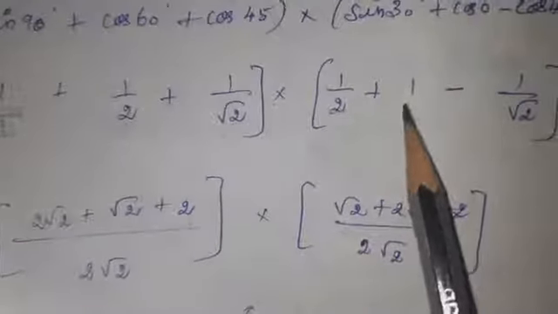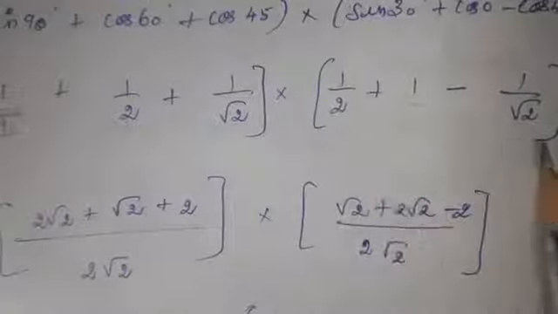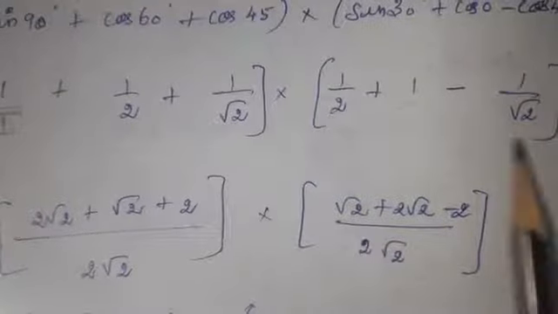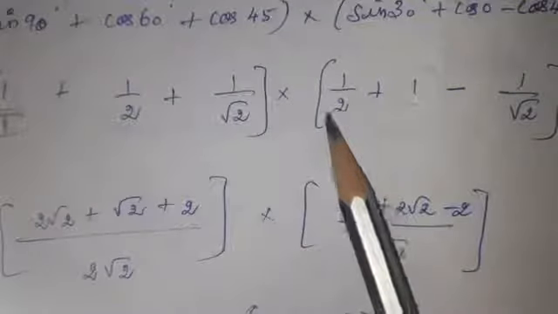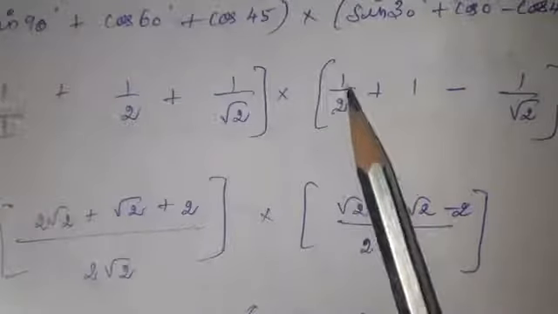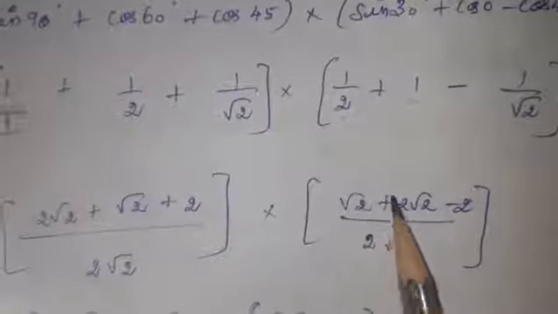Here also you should take LCM. This 1 means 1 by 1. The same LCM you will get: 2 root 2. The same concept. Here the denominator 2 is present, the missing one is root 2, so multiply with root 2 on the numerator. You will get root 2 plus.